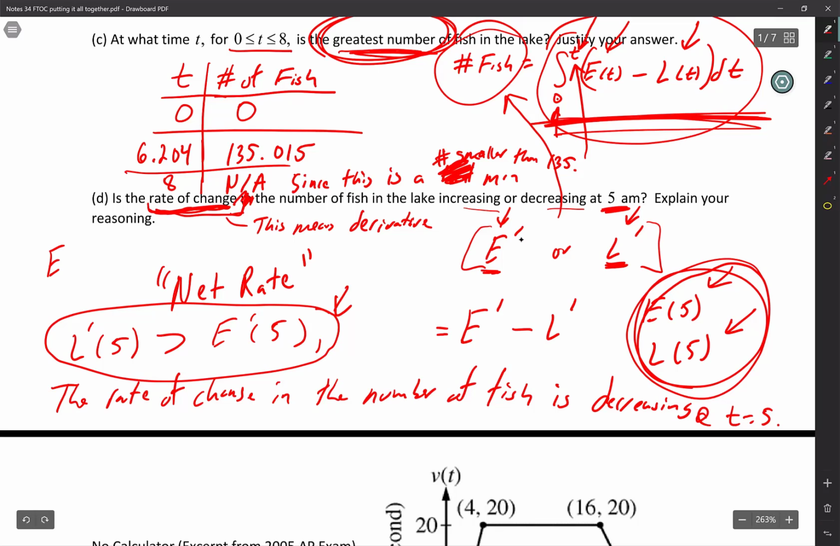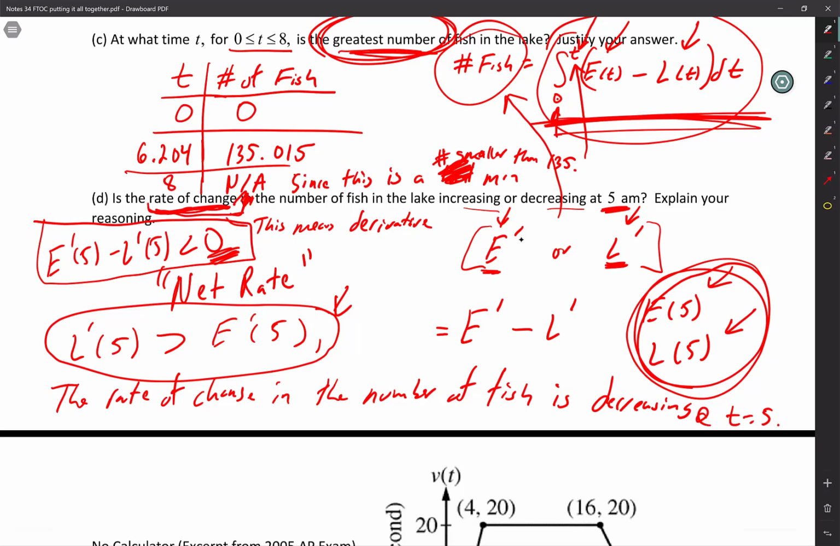E prime minus L prime is negative is the same thing as saying E prime of 5 minus L prime of 5 is some negative number. And I think Godinez probably prefers that because she understands that if F prime prime is negative, that means F prime is decreasing. So maybe for you guys, this might be an easier statement. Both statements are the same. If you can see by algebra, if you move the L prime of 5 to the other side, you'll get L prime of 5 is greater than E prime of 5. Does that make sense?